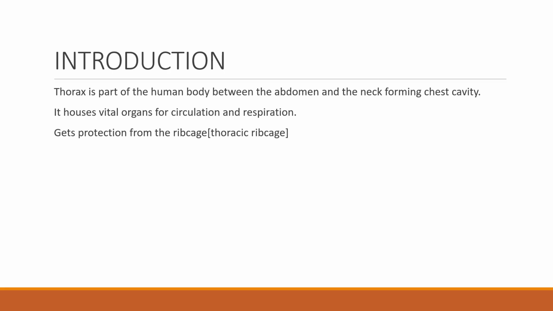Okay, in the introduction, we are going to talk about the thorax as the part of the human body between the abdomen and the neck, forming the chest cavity. It houses vital organs for circulation and respiration, and gets protection from the rib cages, the 12 ribs majorly. So this circulation is the heart and the respiration is the lungs.